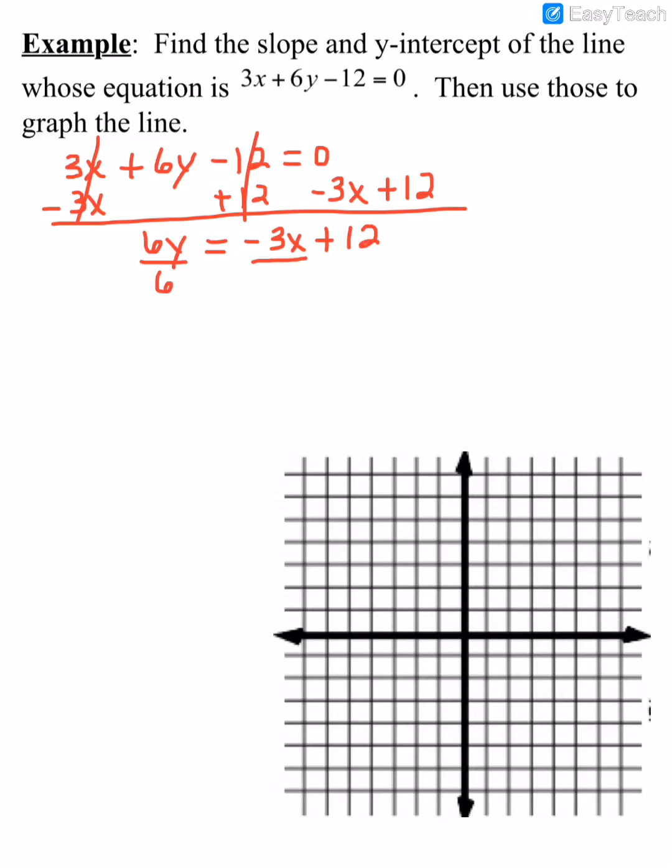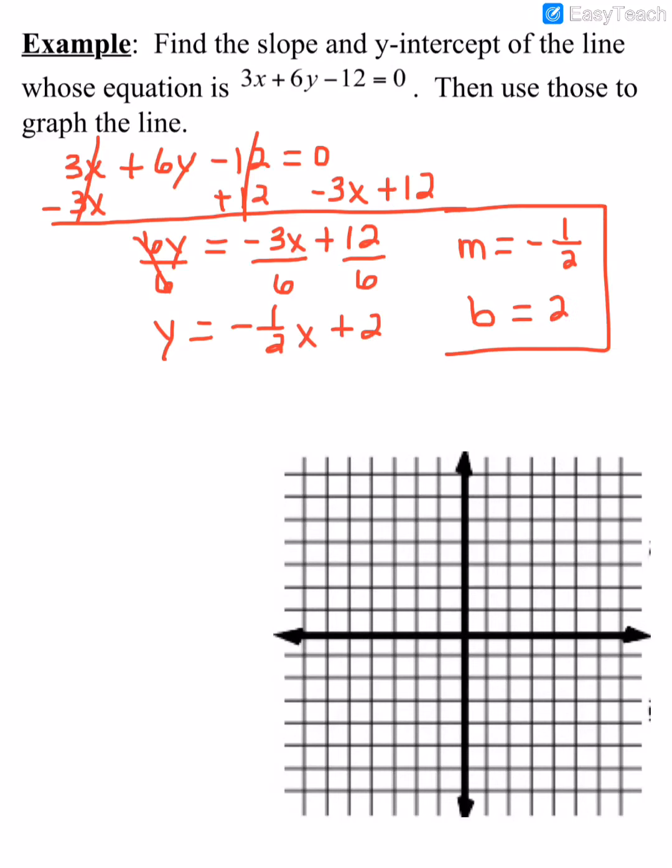Now that I have it in slope-intercept form, I can pull out those pieces of information. My slope is -1/2, and my y-intercept is 2. Okay, which piece of information do I use first? I use the y-intercept. So on my y-axis, I'm going to go up to 2 and put a dot. Now, this time my slope is negative. So I know that my line should be falling from left to right.